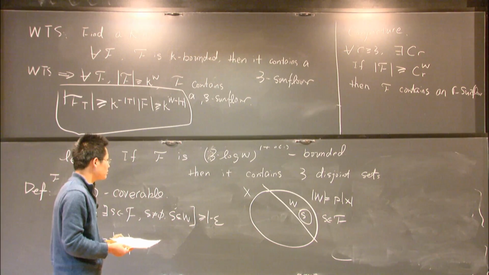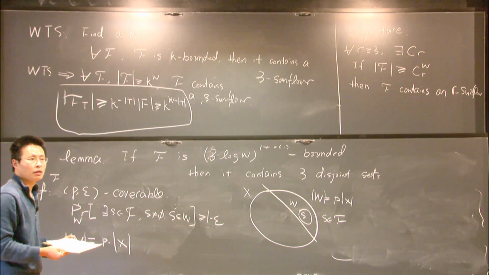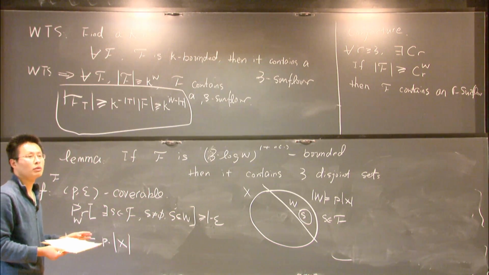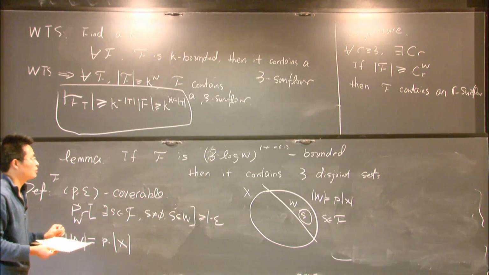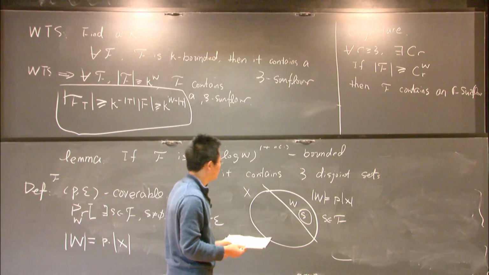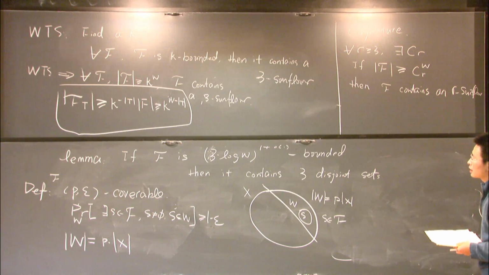So basically, do you want exact size P times X, or do you want to sample? Exact. So we just take an exact set of size P times X. Okay. So this is the definition of P epsilon coverable.